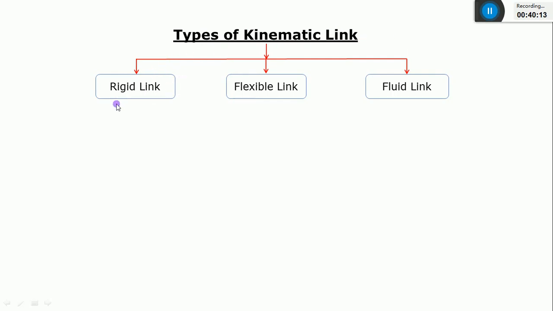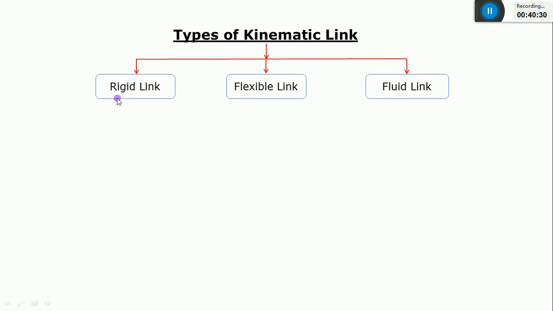There are three types of kinematic link. One is a rigid link, one is a flexible link, and one more is a fluid link. Then what is the meaning of rigid?